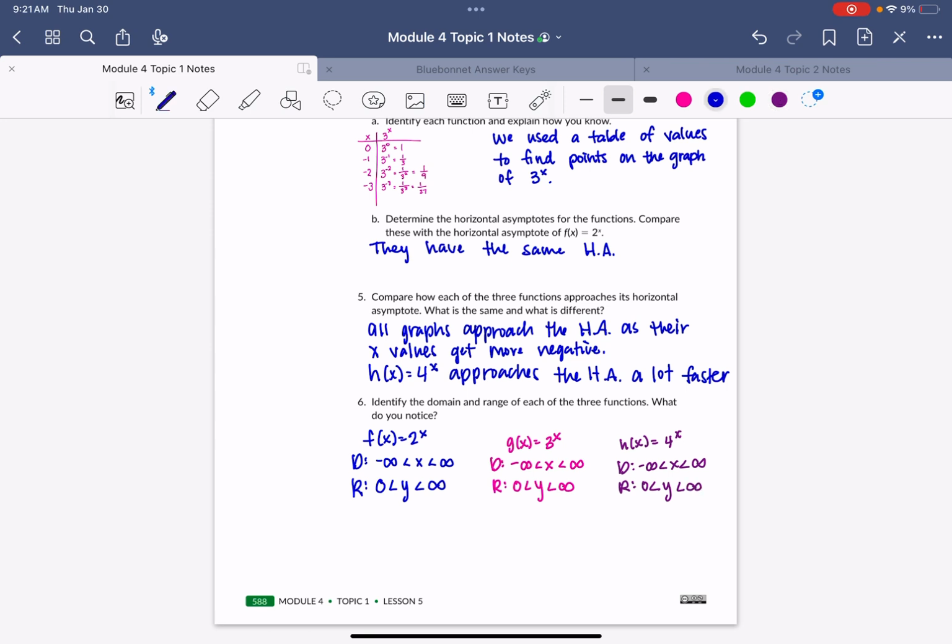So what do we notice? All of the domain and ranges are the same.